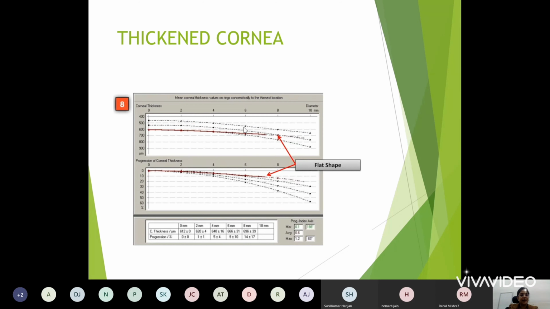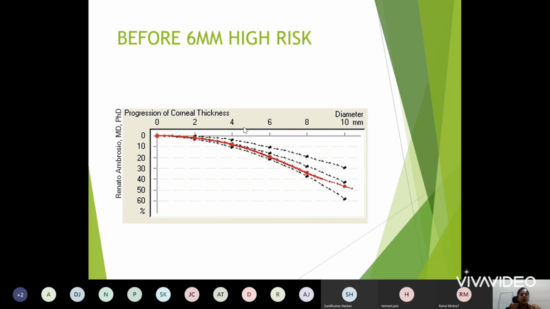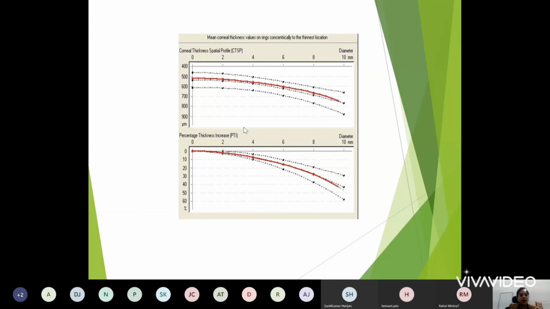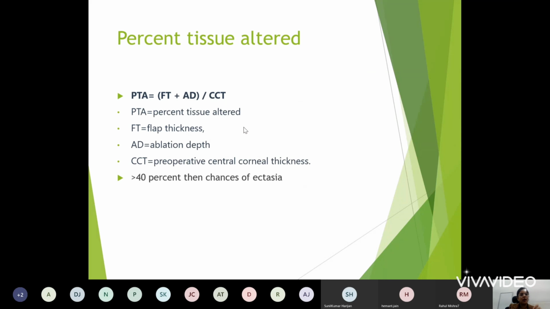So this has a flattened shape, which shows it is a thickened cornea. Also, the red line is leaving the dotted line before 6 mm, which means it is a high risk cornea. It means the ablation should not be done, or the scan should be repeated after a few months. As we can see here, the red line follows the black dotted line, which means it is a normal graph.